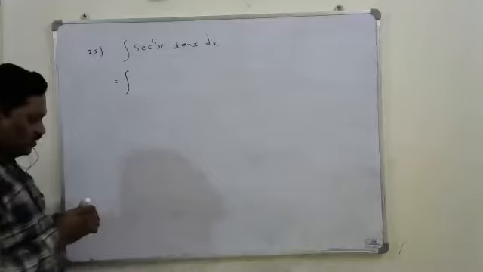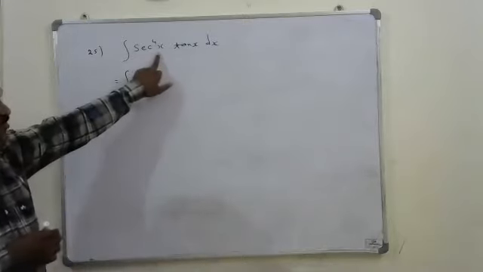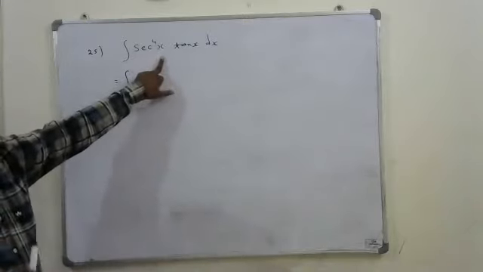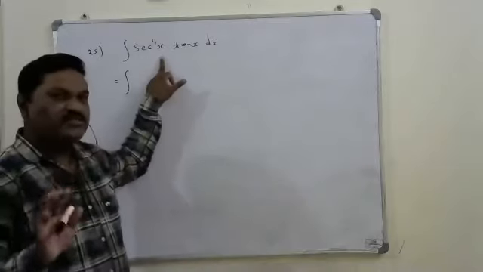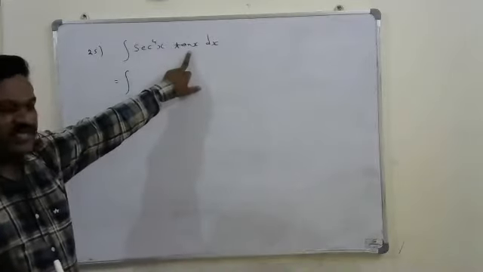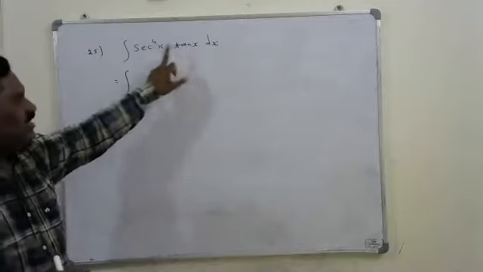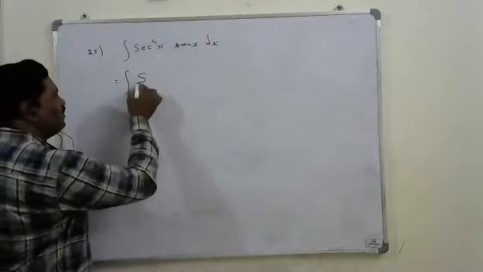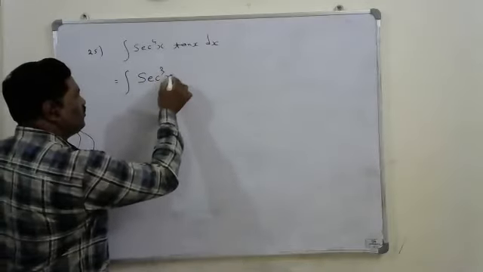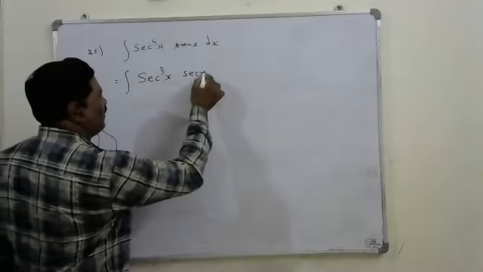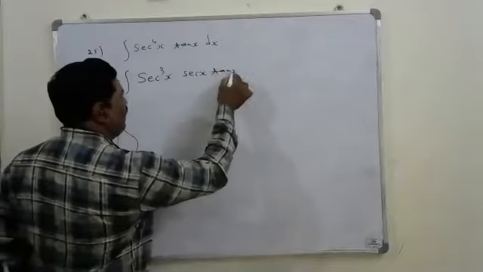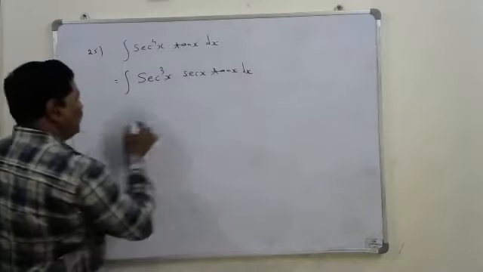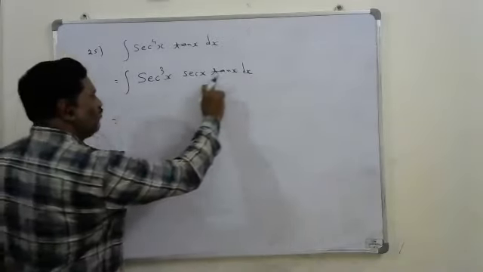Good. Because here in the base you can find secant x. The derivative of secant x is secant x into tan x, that we know. Here tan x only is there, but secant x is not there. That's why from this we'll keep one secant x on the outside. So it is secant power 3x into secant x into tan x dx. Now exactly the derivative of secant x is available here.